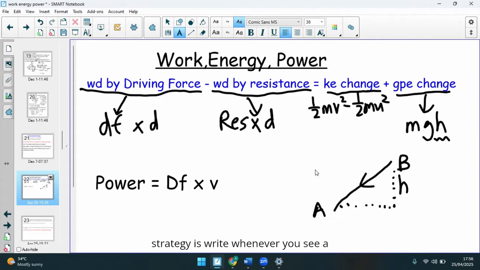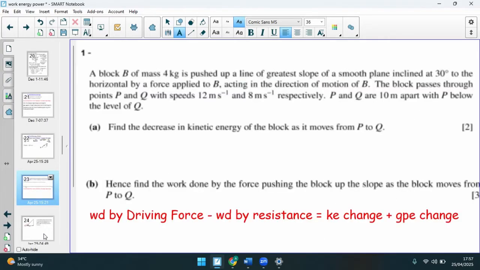Right. So the strategy is whenever you see a question on work, energy, power, write down this formula. And if the question mentions power, write down this one as well. See which ones of these values we can fit in, which ones are missing, and then do some calculations, right? So we'll start off. Okay, so this is question 1 from the Rocket Revise Topical Work Energy Power QP1. Pause the video, read the question, and we'll go through it.